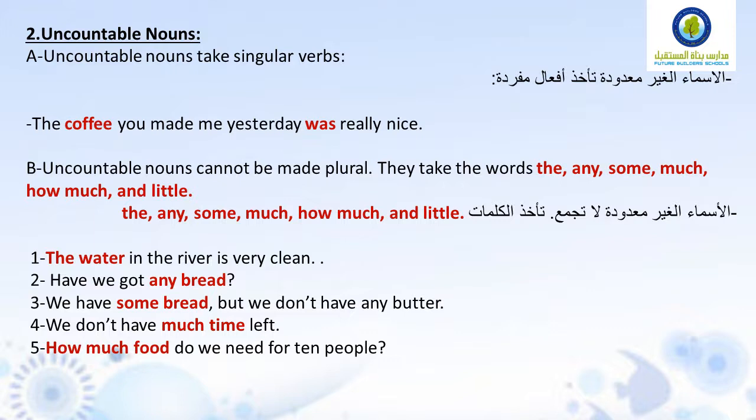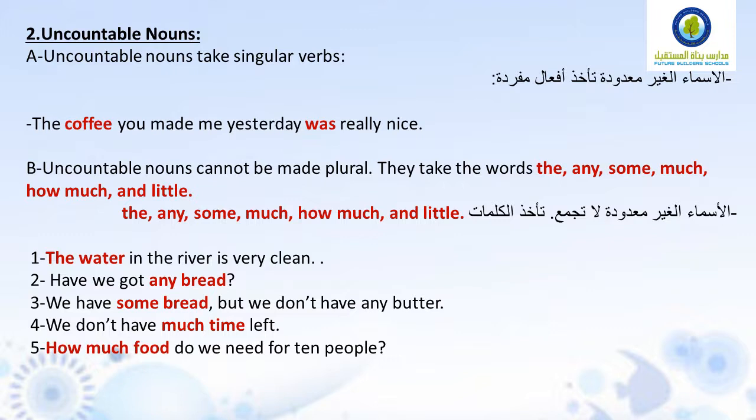Examples. Number 1. The water in the river is very clean. Here the noun is water. It's uncountable because we can't say waters. We don't have a plural form. It's only singular. The water is.